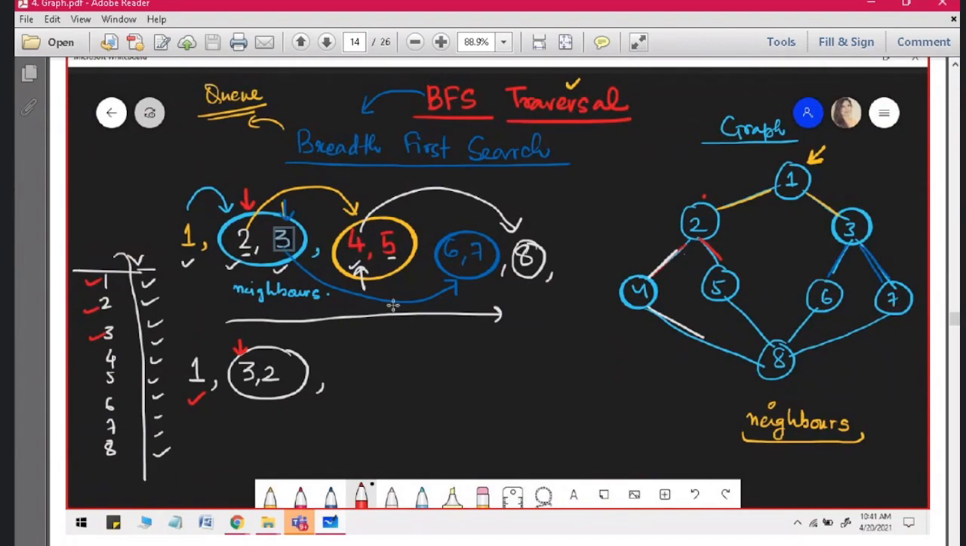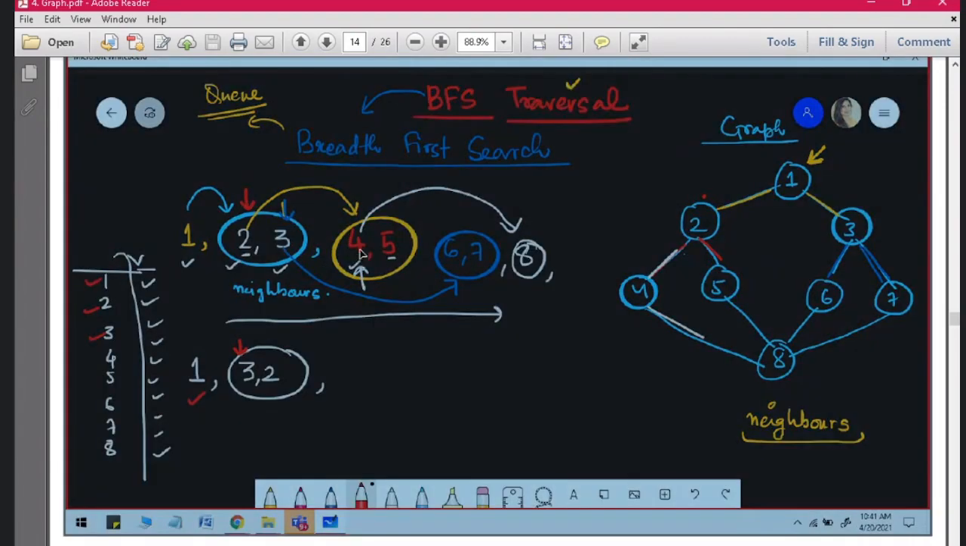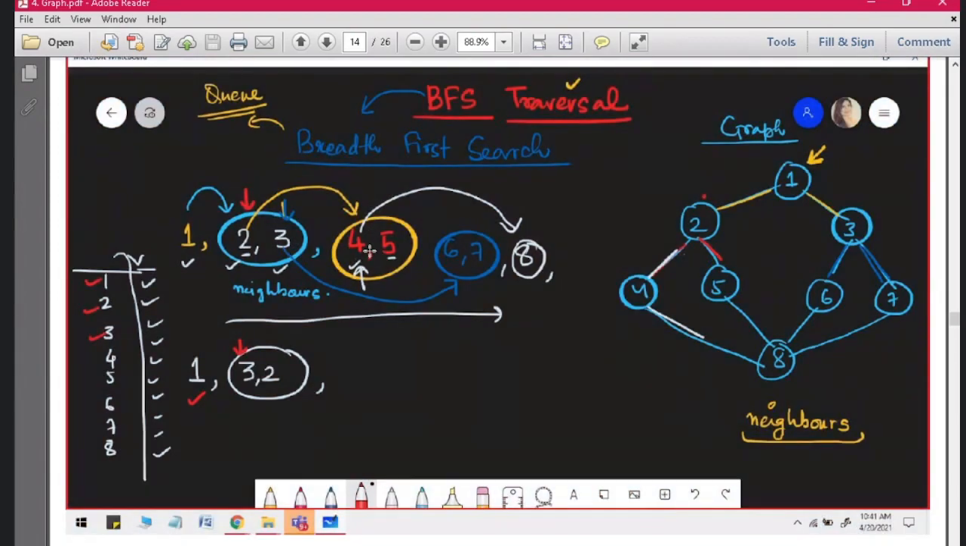So you can see with blue color I have highlighted this, the neighbors of 3 are 6 and 7, and you can also write it 7 comma 8. It is your choice, as I've already told you. So there are a lot of BFS orders possible. Then I will pick 4. When I'm picking 4, you can see the neighbor of 4 is what? 8. So I've written 8 here.